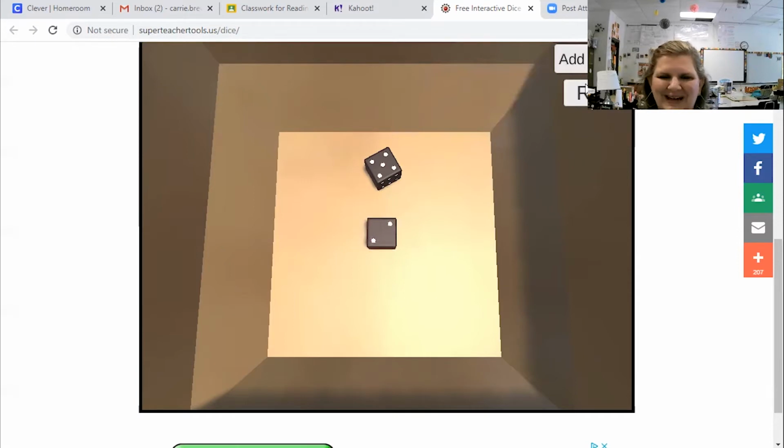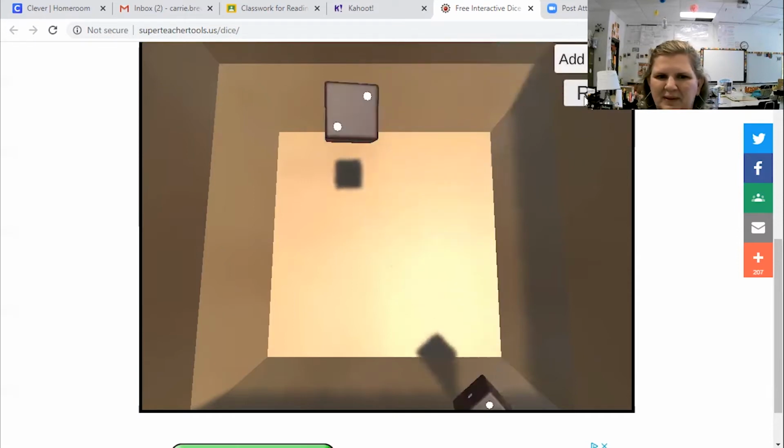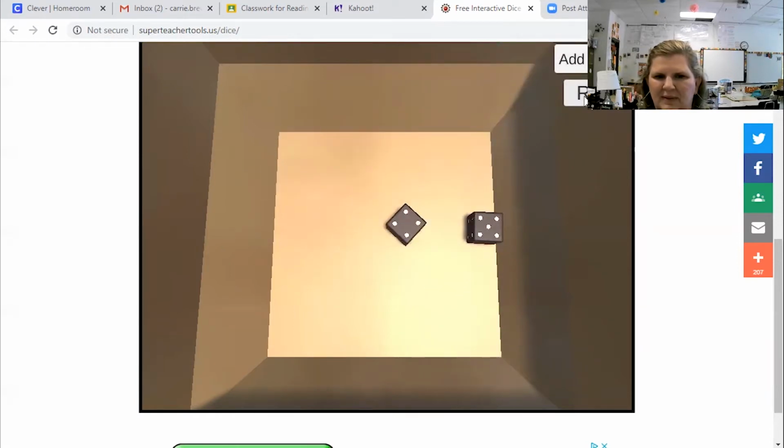Let's try to roll again here, shall we? 4 plus 5. What is the sum of 4 plus 5? You are exactly right. 4 plus 5 is 9. Great job. Let's go again.